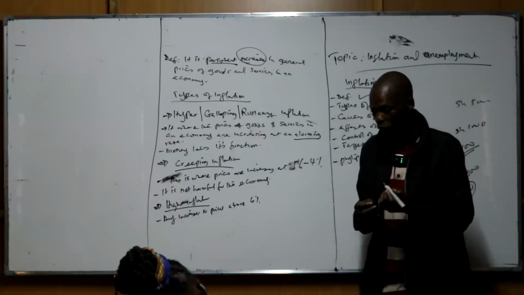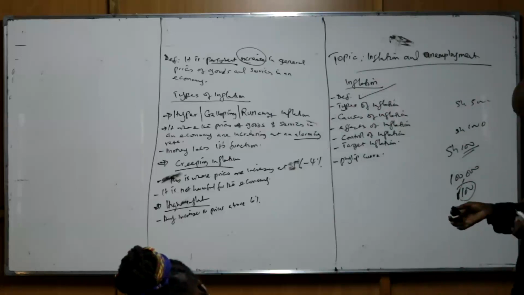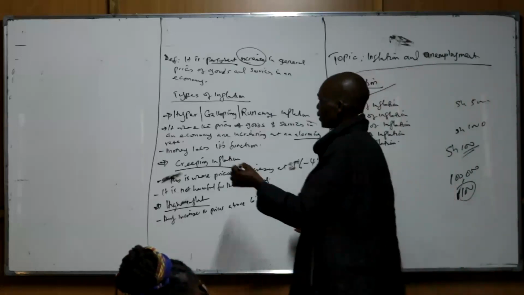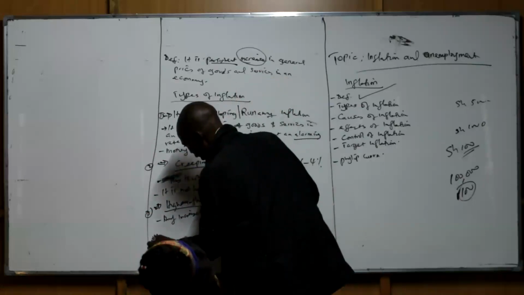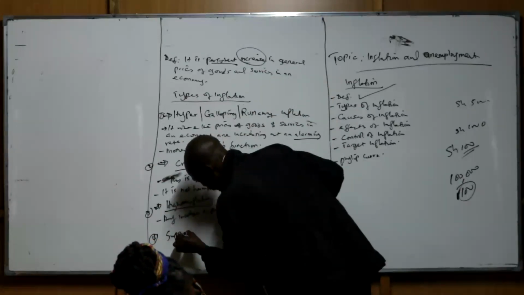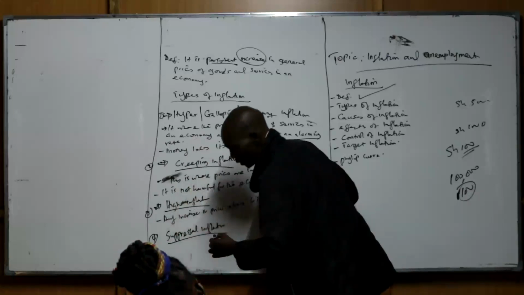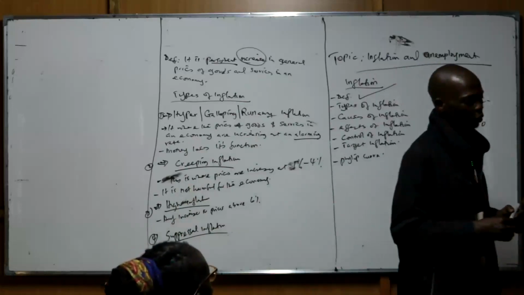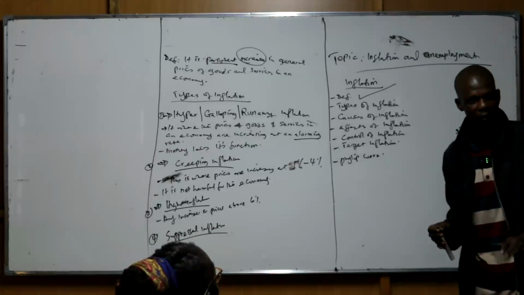Some other books also talk about what we call moderate inflation, around 5%. And we also have the fourth one I want to talk about. It's called suppressed inflation. When you suppress something, what do you mean? When something is suppressed, it means there's some pressure for it not to go up.